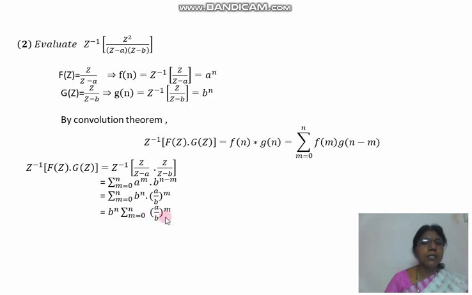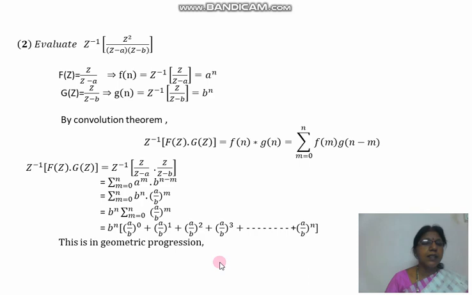Now you substitute m is equal to 0, 1, 2, 3, what do you get? That is equal to b power n times a by b whole power 0, that is 1, plus a by b plus a by b whole square plus a by b whole cube and so on up to a by b whole power n. This is in geometric progression. What is geometric progression? a plus ar plus ar square and so on. So this is a finite expression, and the sum of a finite expression in GP is a into 1 minus r power n by 1 minus r, if r is less than 1.